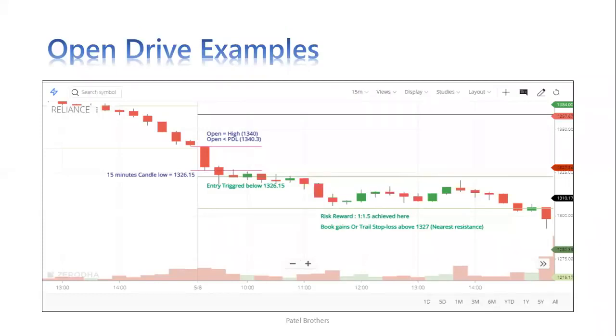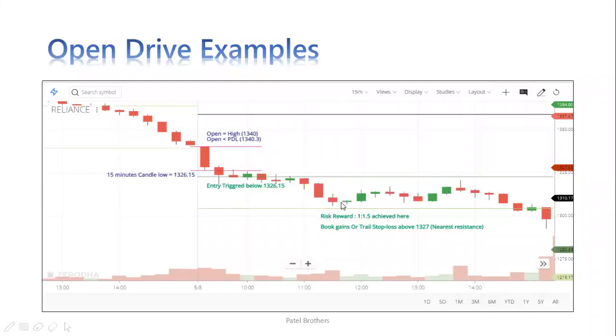I don't call, but here you can revise your stop loss. If you are not booking here, you can revise your stop loss to this level and hold it. It would have made a 1292 low in this day if you are holding till the end. But what I'll do, I'll book a profit here at this point.